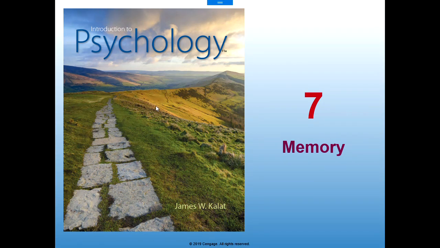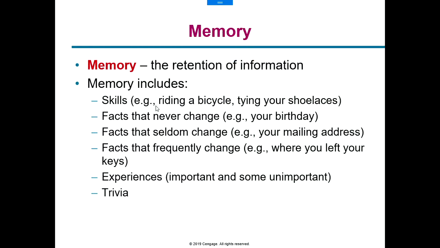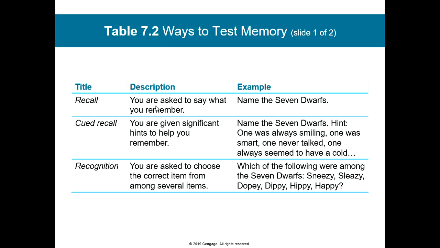So let's get into memory a little bit. Okay, so the definition of memory is simply the retention of information, okay? Memory includes skills, facts, experiences. So again, all of these memories compound and that becomes the information your brain is working on, your knowledge, okay?